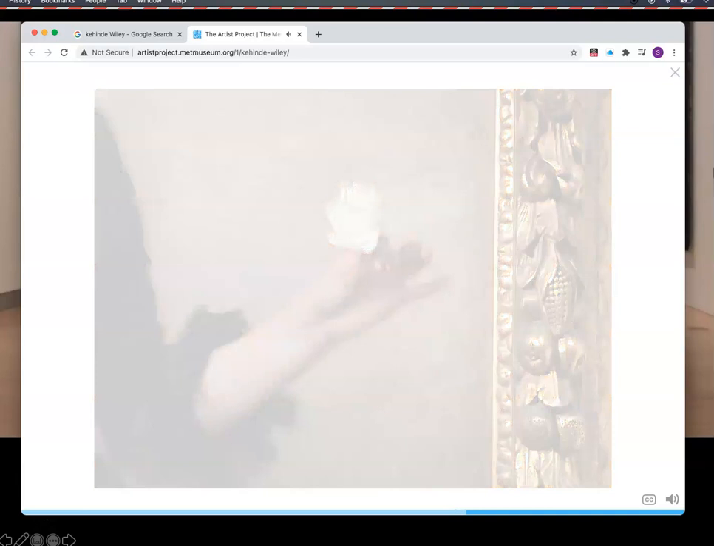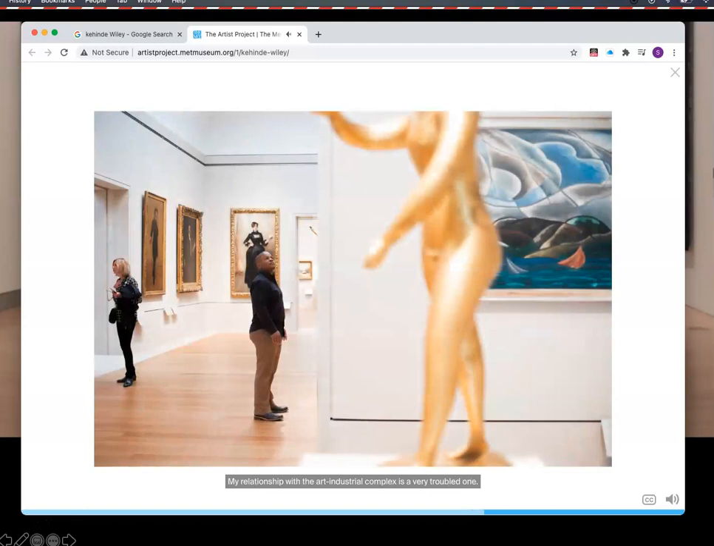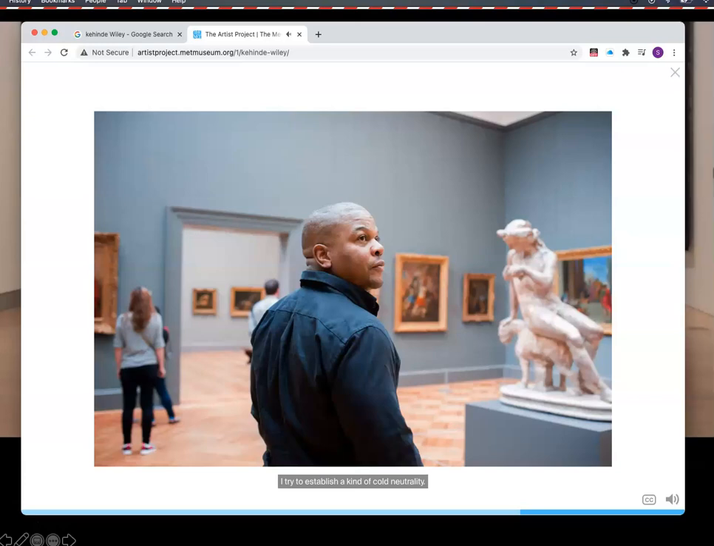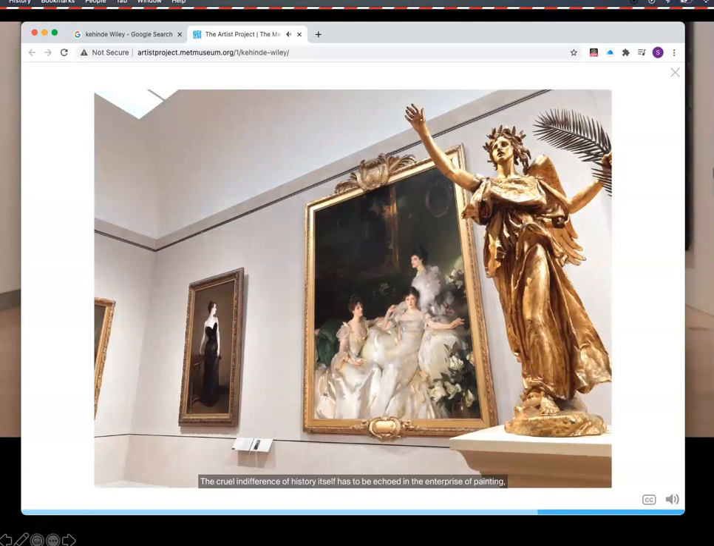Generally, I enjoy painting the powerless much more than the powerful. My relationship with the art industrial complex is a very troubled one. Many of the people who are in my paintings can't afford my paintings. There's a conundrum there. I try to establish a kind of cold neutrality. The cruel indifference of history itself has to be echoed in the enterprise of painting.